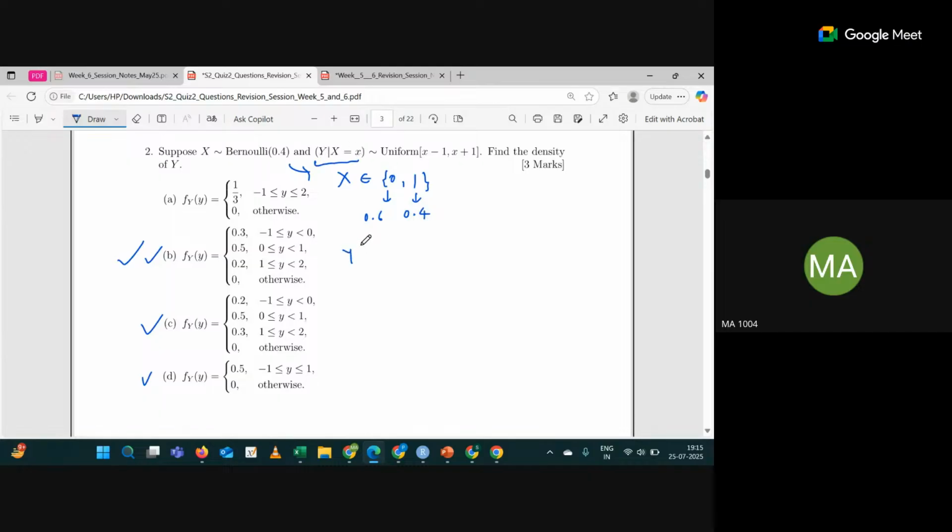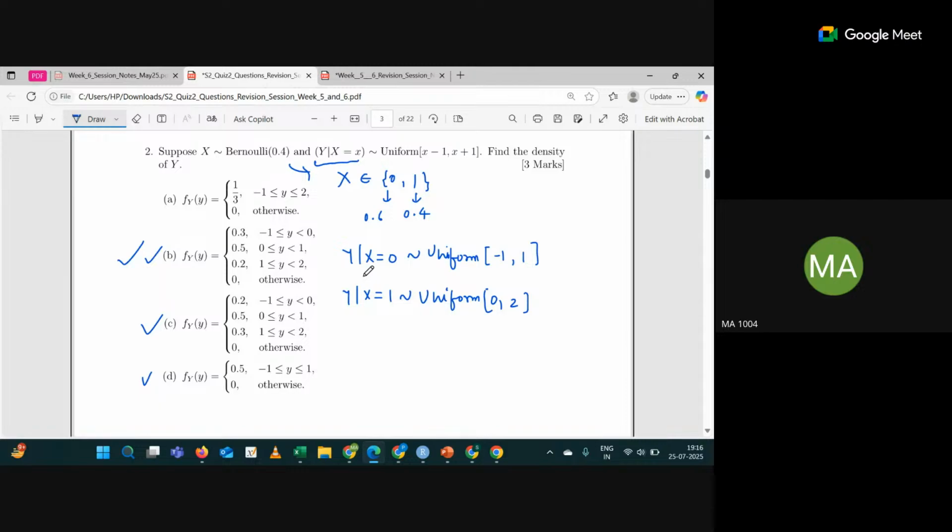One more thing, it's Y given X equal to x. So this means there are two possibilities for Y. Y given X equal to 0 will be uniform from -1 to 1 if you substitute the value of x. And for x equal to 1, Y given X equal to 1 will be uniform from 0 to 2.